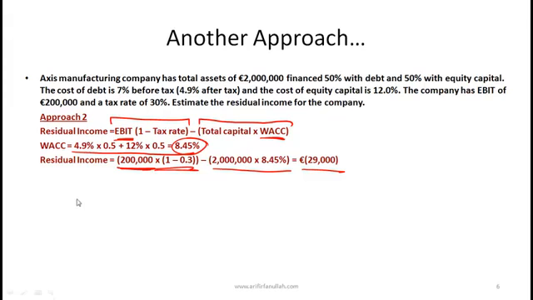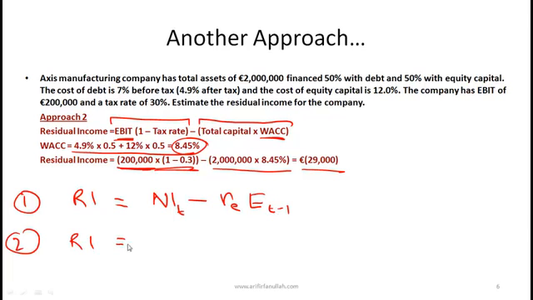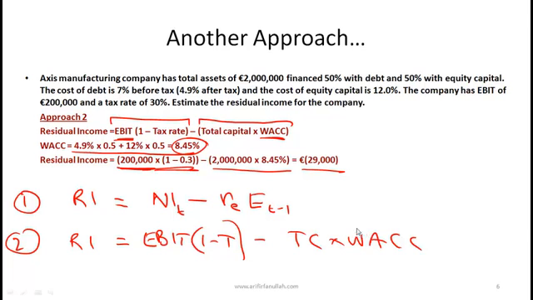Just as a quick refresher, approach 1: residual income is equal to your net income for period T minus cost of equity into the equity investment at time T minus 1. And approach 2: residual income is your EBIT, then you take away the tax, and then minus the total capital multiplied by WACC. So conceptually simple. Make sure that you memorize it so that there is no issue on exam day.